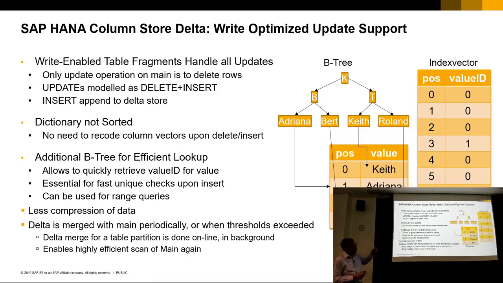In the delta store, the dictionary is not sorted. Again, obviously, because sorting the dictionary would mean re-encoding everything, and that's difficult. There is a B-tree index to allow for fast unique lookup and check. So there is less compression of data, but the write performance is much, much better. And a lot of lock-free algorithms, etc., are implemented. Now, obviously, you can't keep running like this, right? So there is a price to be paid. And the price to be paid is that every so often, you have to merge the changes in the delta into the main and create a new main, more or less, right?